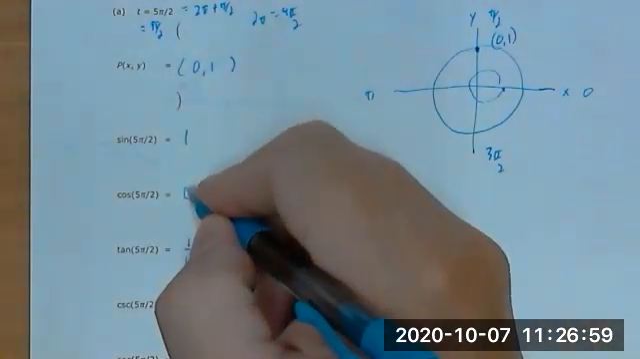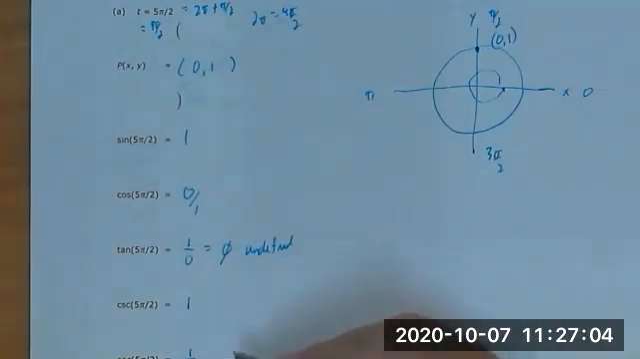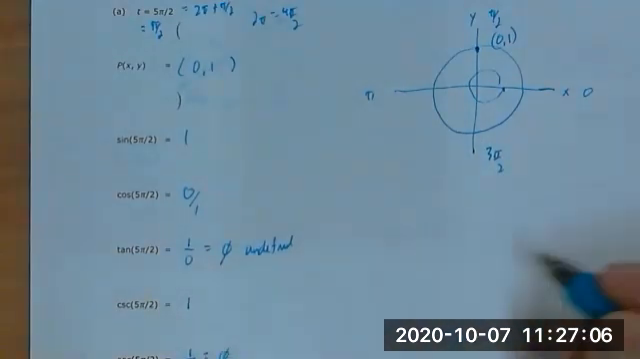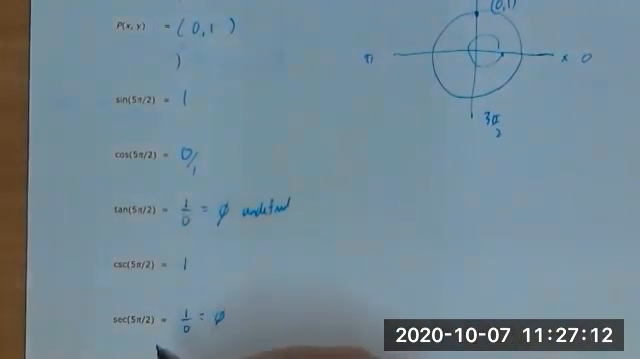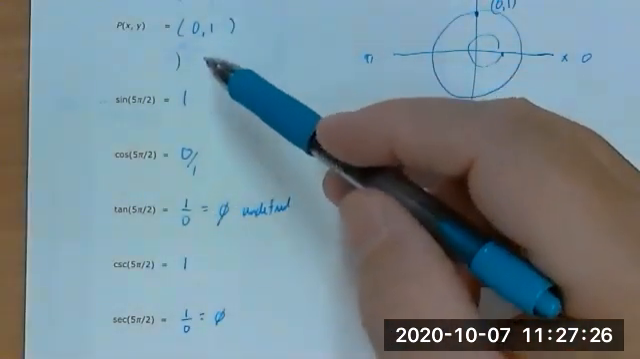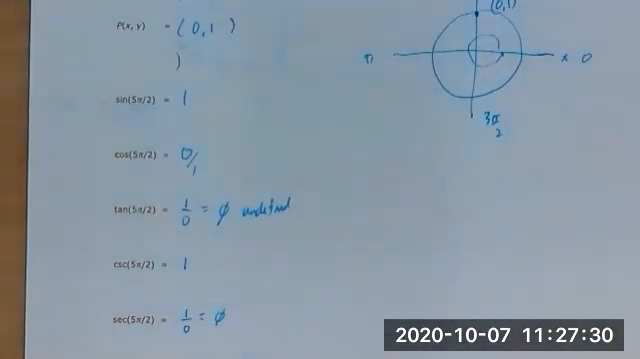Since the cosine is 0, if I think of that as like 0 over 1 and I flip it over, 1 over 0, what's that again? Undefined. Cotangent, it's 1 over 0. 0 over 1 is actually 0. So let me check those. So 0, 1, 1, 0, undefined, 1, undefined, 0.